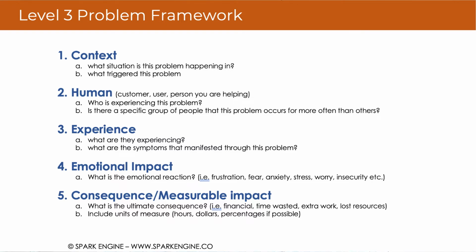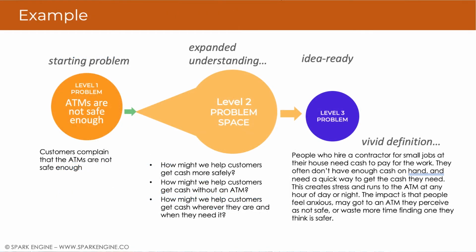So to stay within our example, let's look at how the ATM example could work. As we saw before, level 1 could be that customers complain that ATMs are not safe enough. At level 2, we generated a view, trying to expand our view. How might we help customers get cash more safely? How might we help customers get cash without an ATM? How might we help customers get cash wherever they are and when they need it? So all these are expanded views.